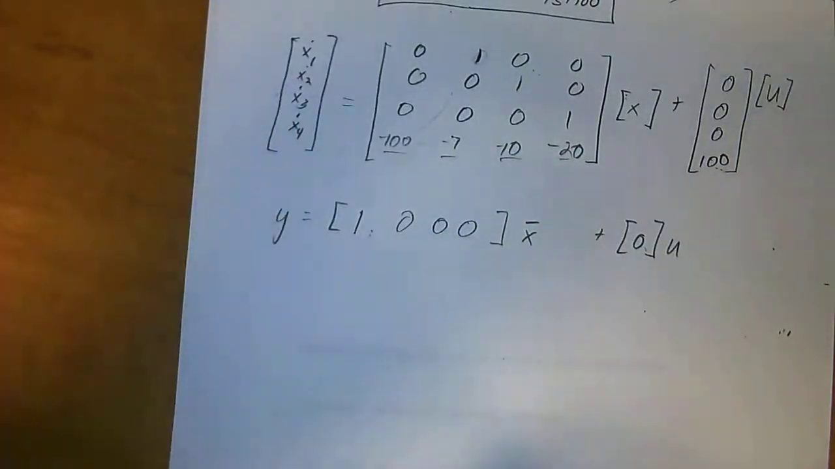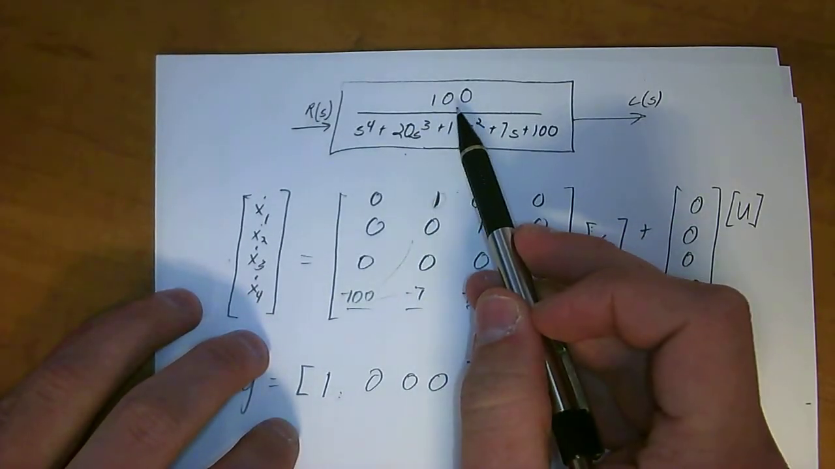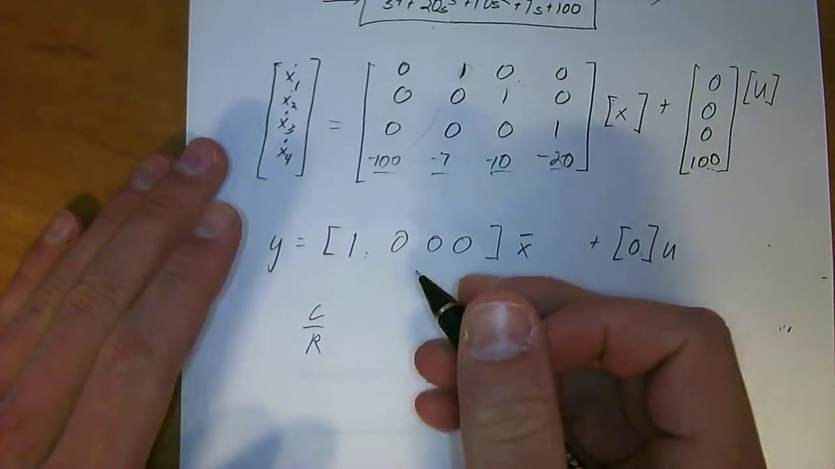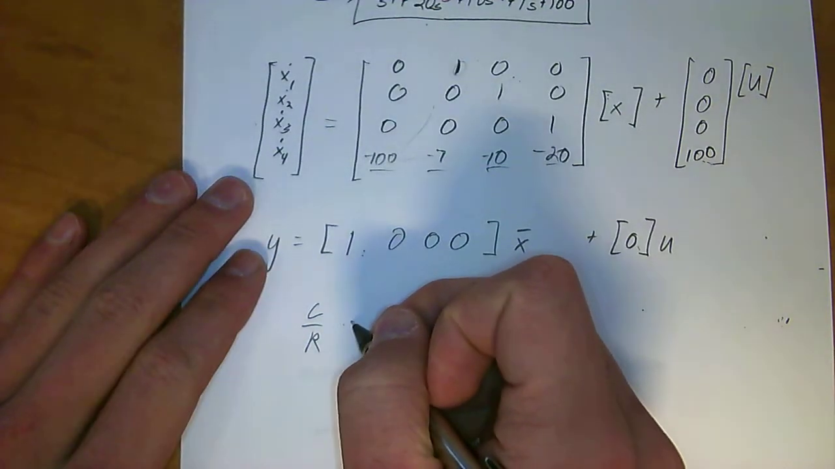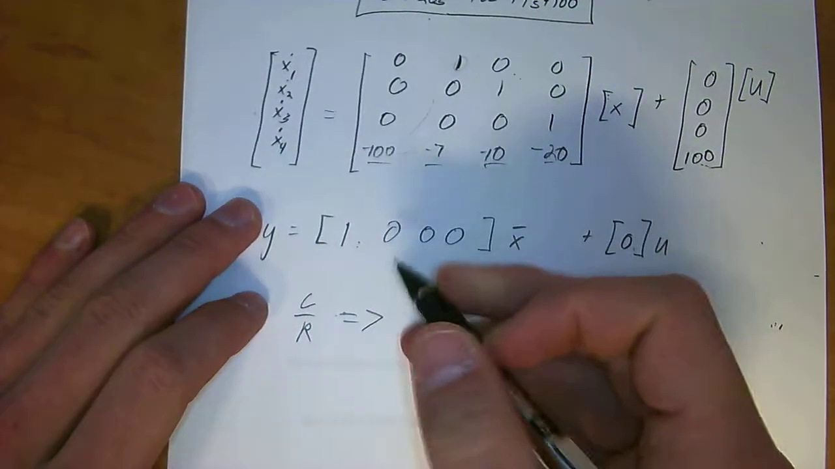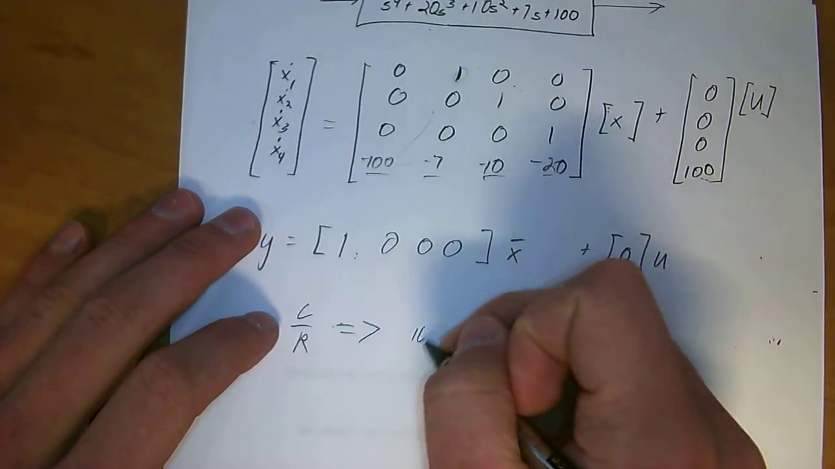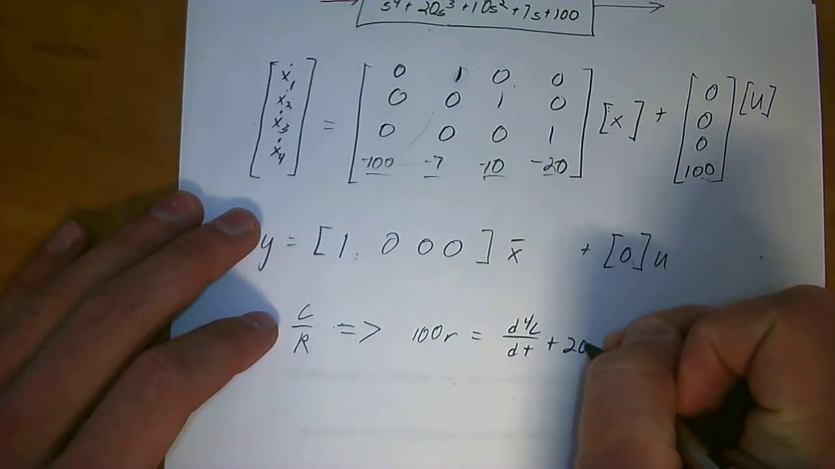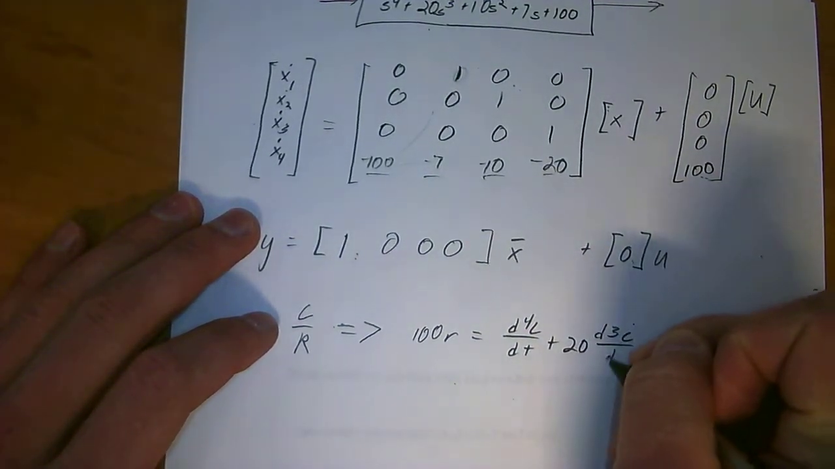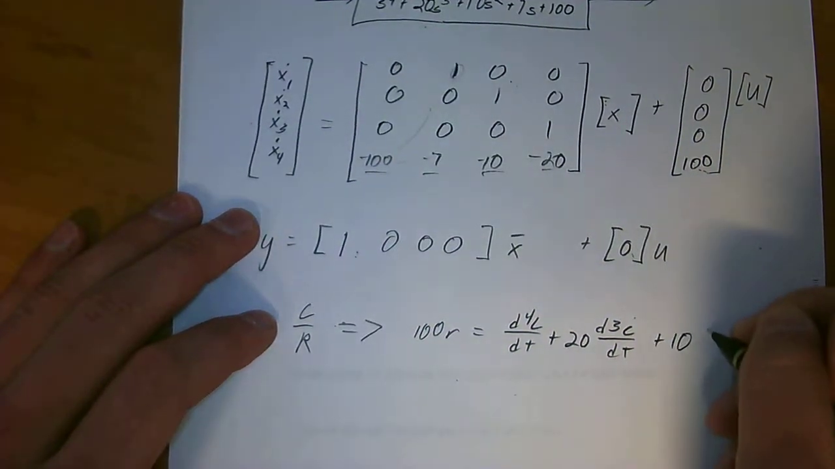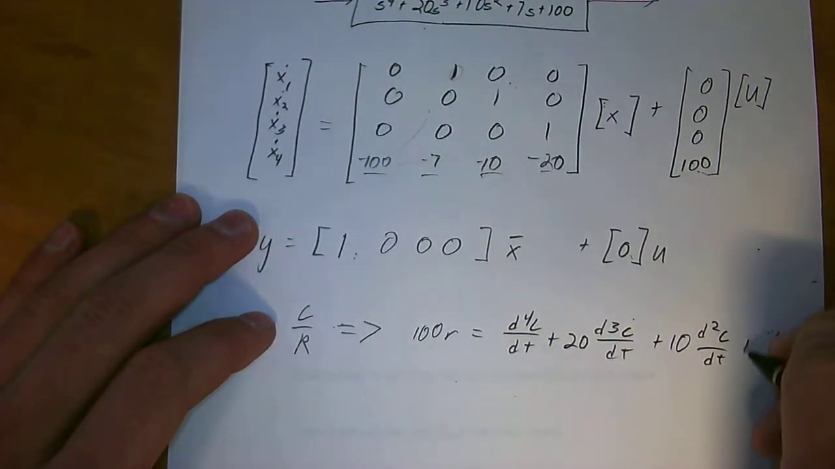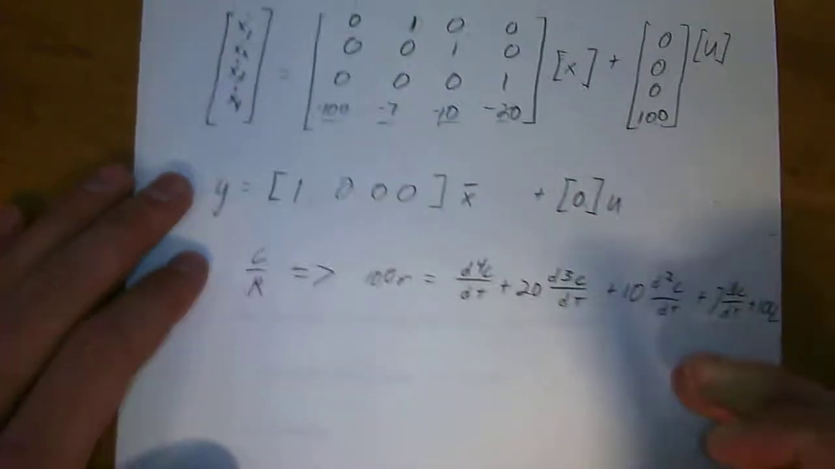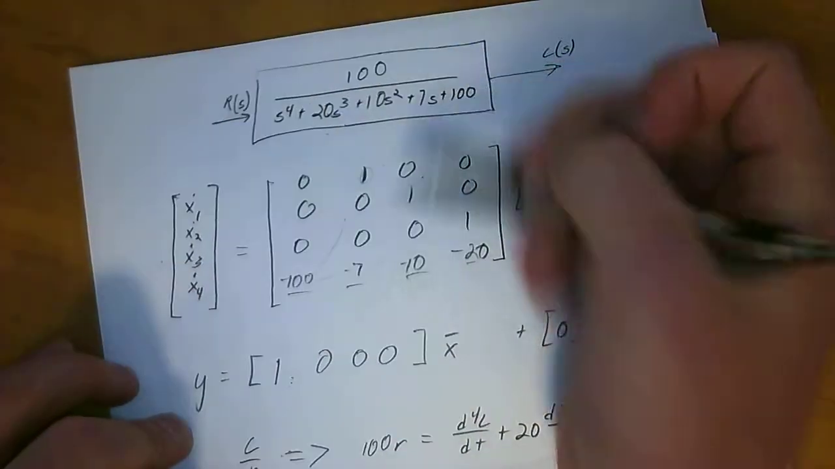Alright, so now I'm going to take this and find the differential equation for this. That's fairly easy because you have output over input. This is equal then to, if you solve for c and r, setting it up like this, you should get 100 r is equal to d to the fourth c over dt plus 20 d to the third c over dt plus 10 d to the second c over dt plus 7 dc over dt plus 100 c. Okay, so that's our differential equation. We know that from going from this transfer function.